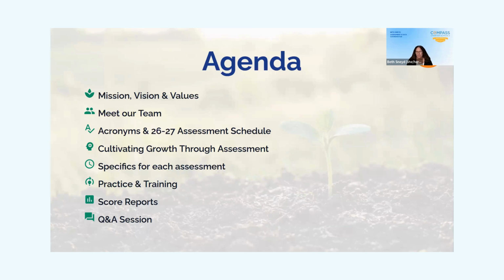We'll begin with our mission, vision, and our Compass values, and then I will introduce the assessment team. I'll share the acronyms related to each assessment and walk through the schedule for this year. I'll then explain how we cultivate growth through assessments by explaining how we do and don't use the assessment results. I'll go over specifics for each assessment, including estimated assessment times, and wrap up by sharing where you can find practice and training tests for the state assessments and how to locate score reports. I'll be happy to answer your questions at the end of the presentation.